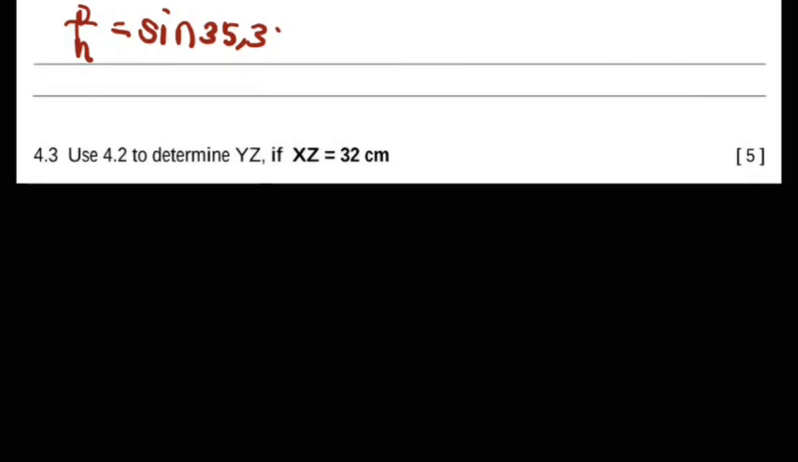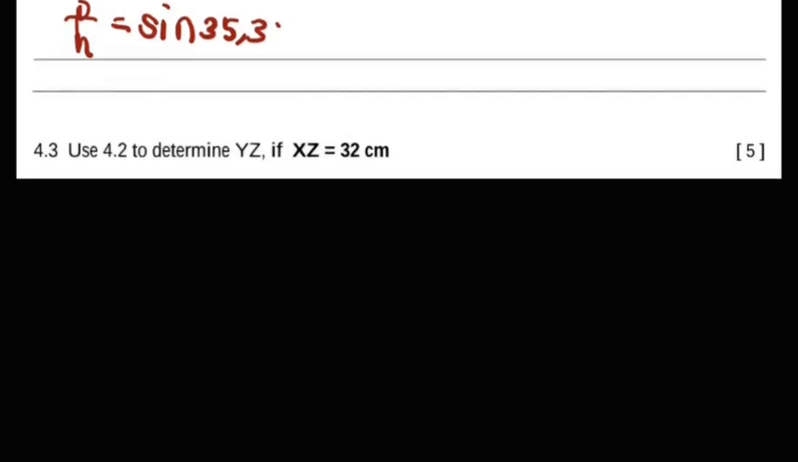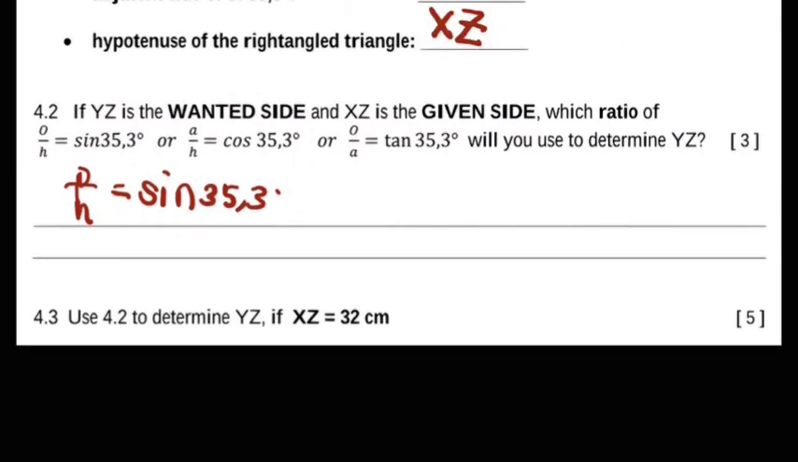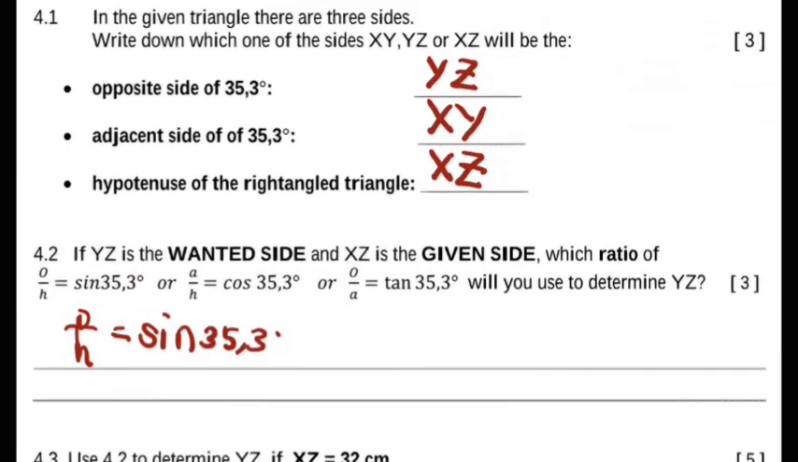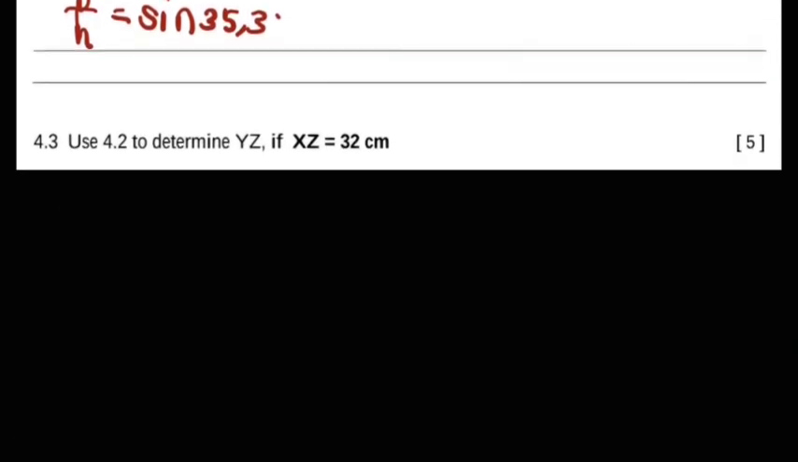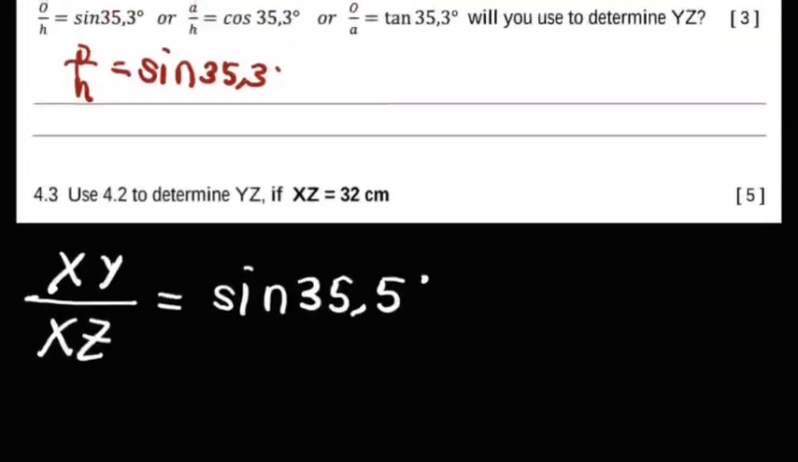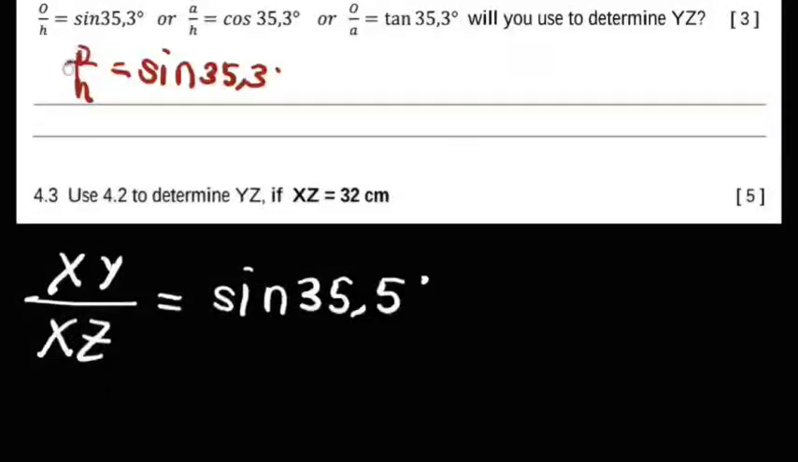And now for 4.3, it seems like they actually want us to do this calculation. So we need to determine YZ. And writing down what we had, YZ was the opposite side. So we've got YZ over XZ is equal to sine of 35.5 degrees. All I've done is I've replaced opposite and hypotenuse with what the sides were.